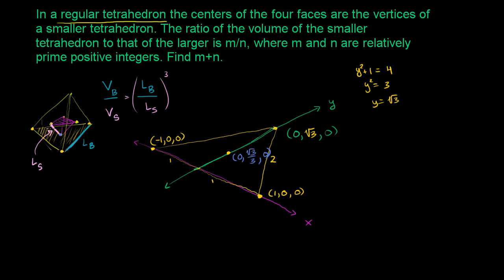What I want to do now is try to figure out the coordinates of this vertex right here. Then we can figure out this distance, compare it to a distance of 2, and then essentially take the cube of it, and we'll have the ratio we need, and then we can figure out the rest of the problem, the m plus n. Now to figure out the coordinates here, we need to take the average of this coordinate and this coordinate up here.